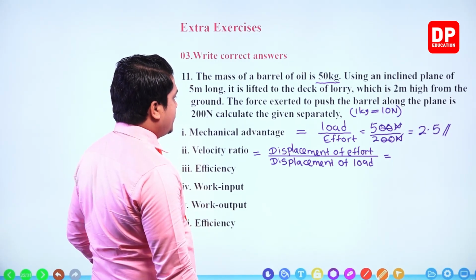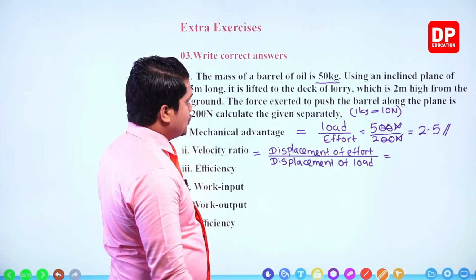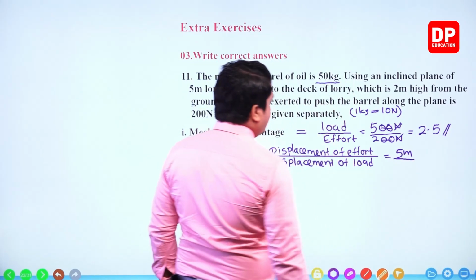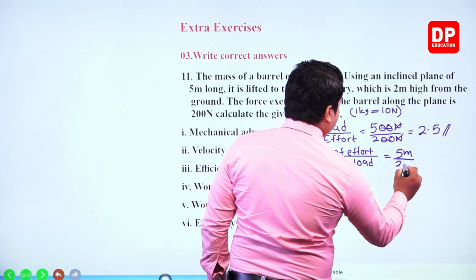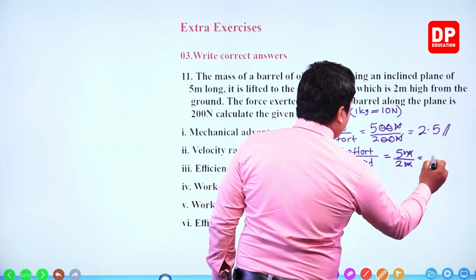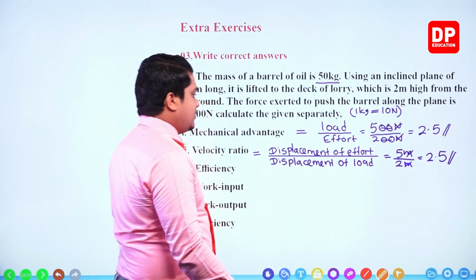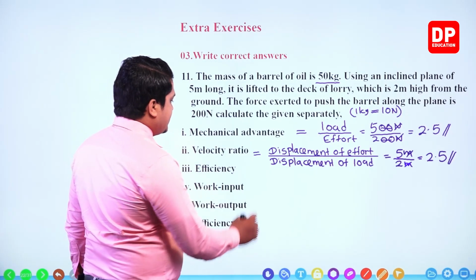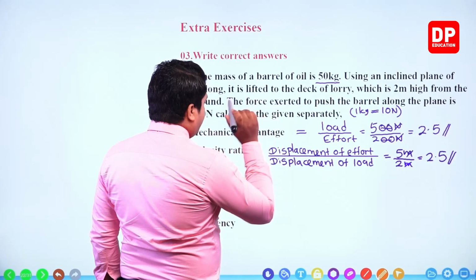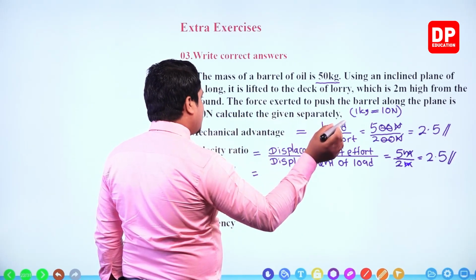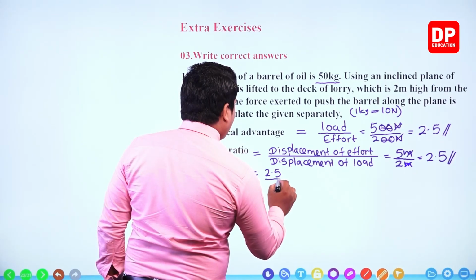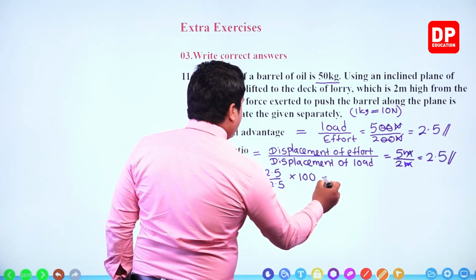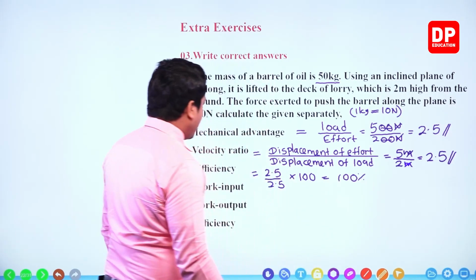Displacement of the effort means, my dear children, that's the length of the inclined plane. So inclined plane of 5 meters, then lifted to a height of 2 meters. Once again, you get the answer as 2.5. Efficiency is equal to mechanical advantage over velocity ratio multiplied by 100. That means 2.5 over 2.5 into 100. That means it is 100%.